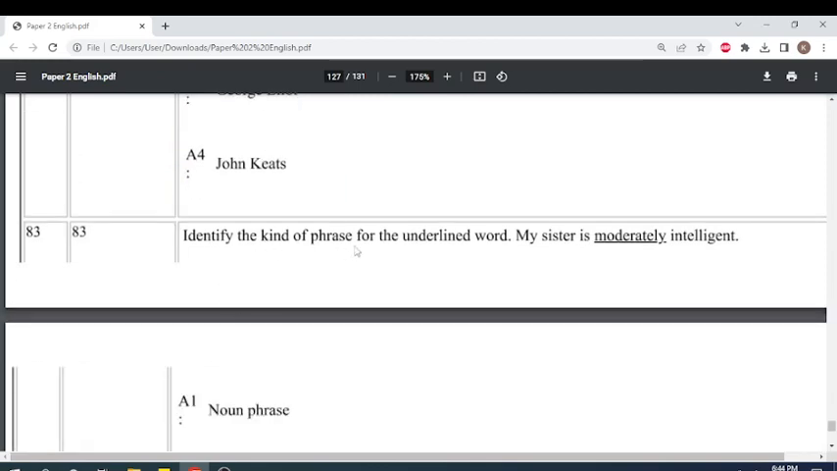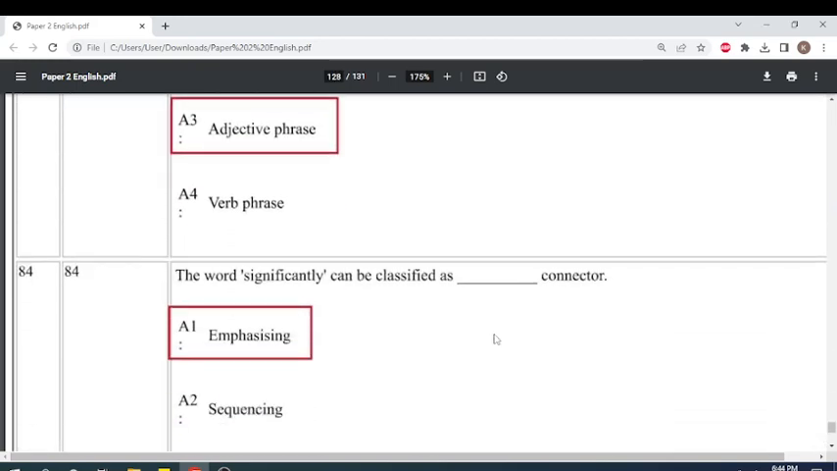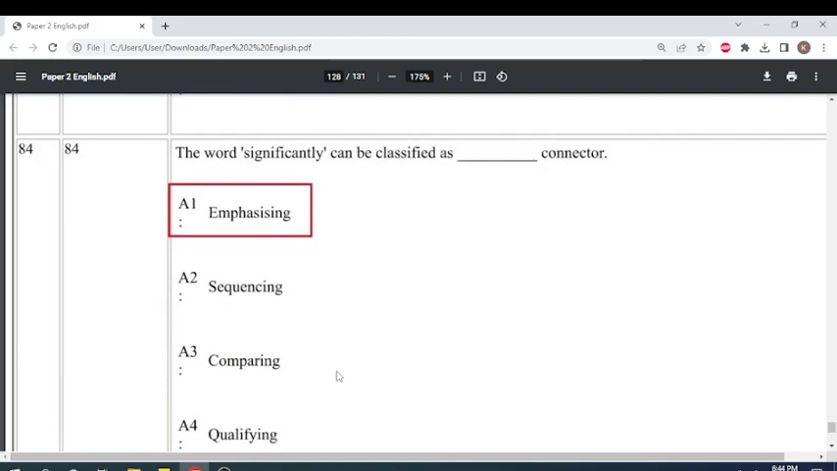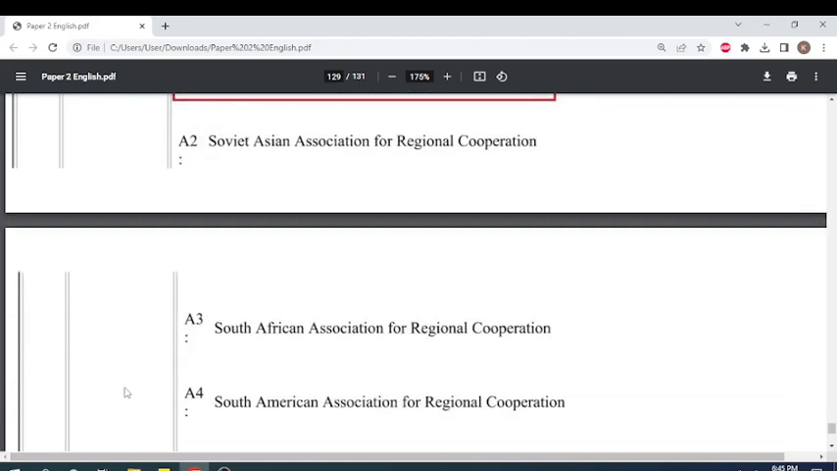83. Identify the kind of adjective for the underlined word. My sister is moderately intelligent. Answer A3, adjective pairs. 84. The word significantly can be classified as dash connector. Answer given, emphasis. 85. Select the correct expansion of SAARC. Answer A1, South Asian Association for Regional Cooperation.